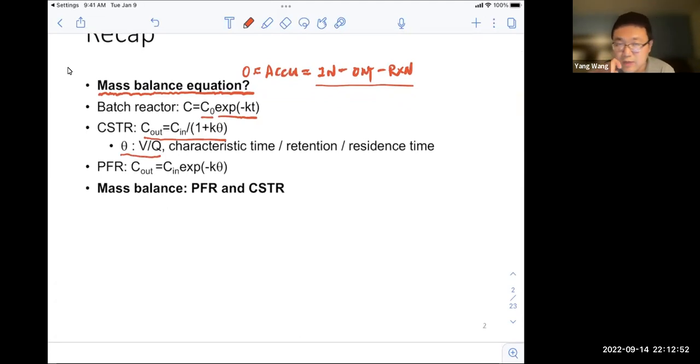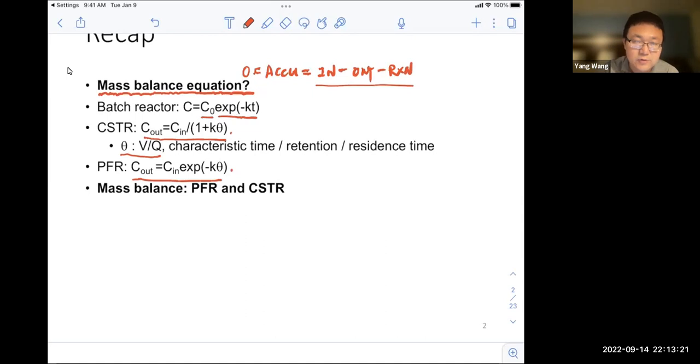Similarly, we can derive the outlet concentration for a PFR, the plug flow reactor: C out equals C in multiplied by exponential minus K theta. We derived these two equations, one with the additional assumption that the outlet concentration equals the concentration within the reactor, and for the PFR, we assume there's no mixing along the flow direction.